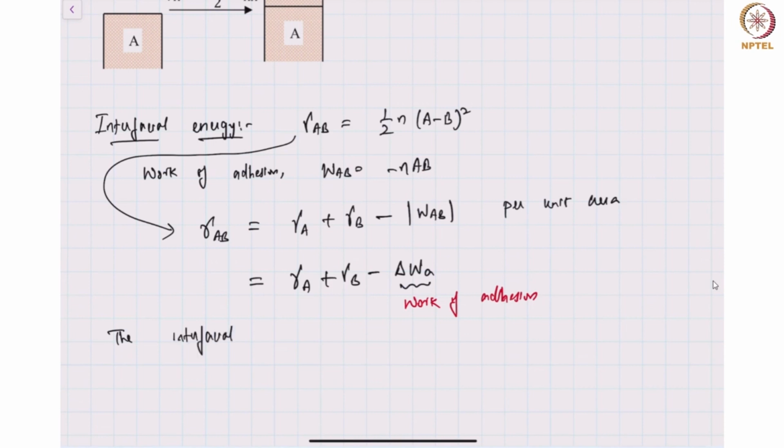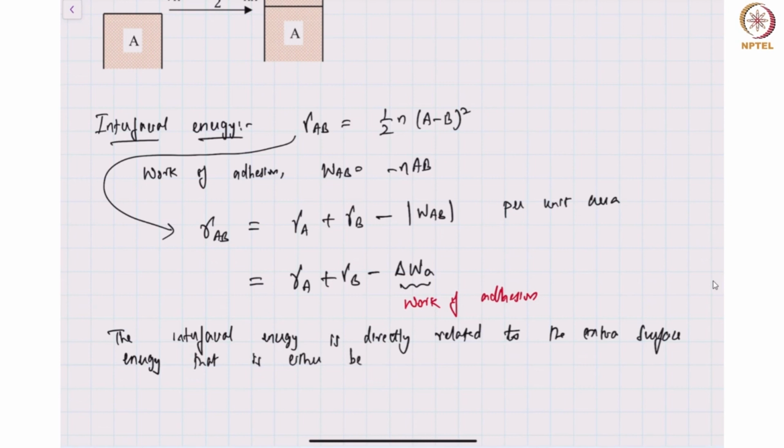So let me write that down. The interfacial energy is related to the extra surface energy that is either being created or eliminated.